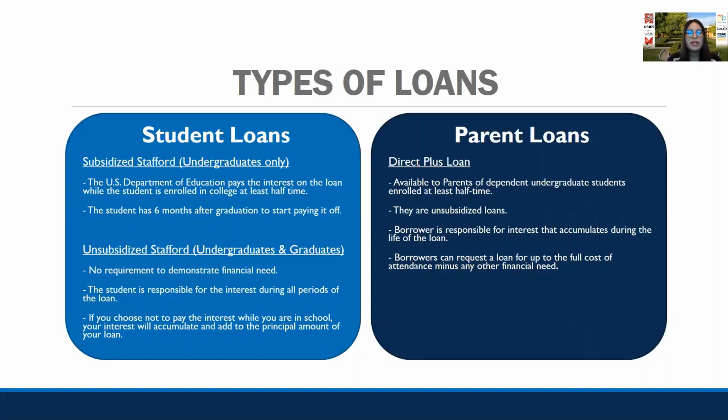It is available to parents of dependent undergraduate students enrolled at least half-time. It is an unsubsidized loan, which means that the parent is responsible for the interest that is accumulating. The parent can also request for the loan to be up to the full cost of attendance of the school.